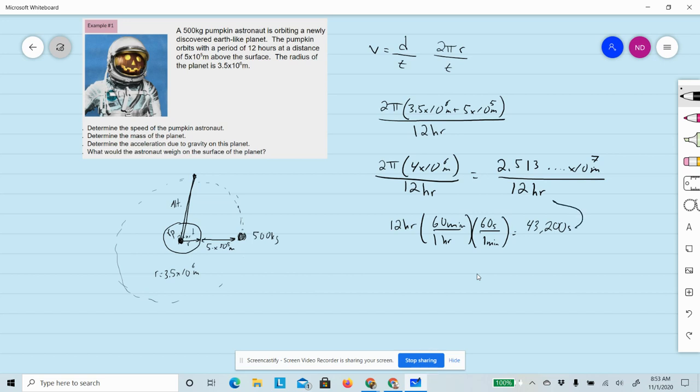seconds. So we get 2.513 times 10 to the 7th meters divided by 43,200 seconds, which is about 582 meters per second, call it. That's the speed.